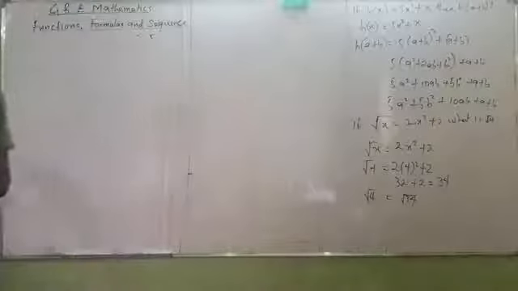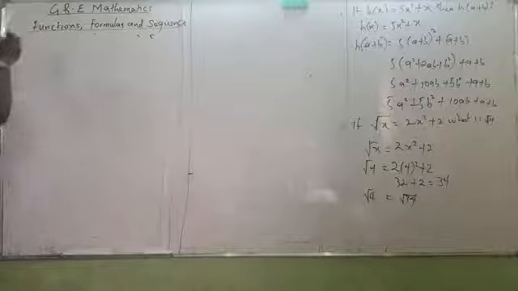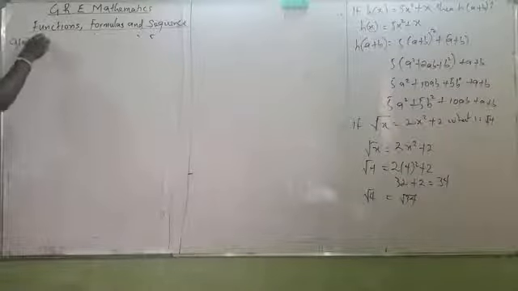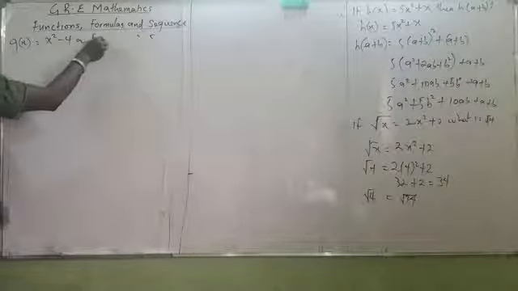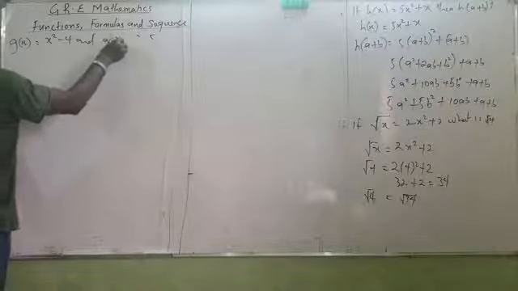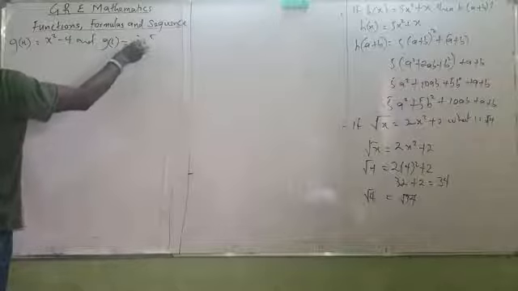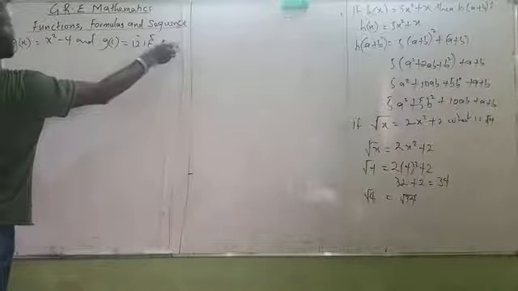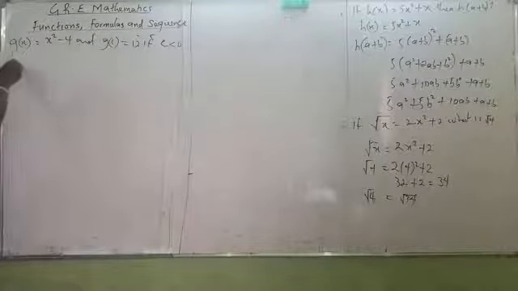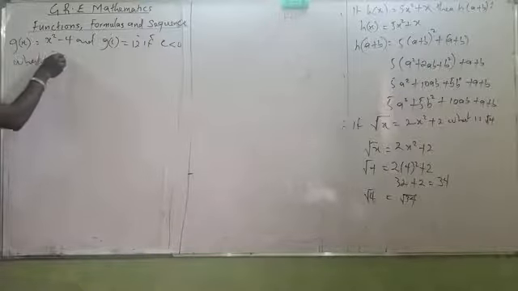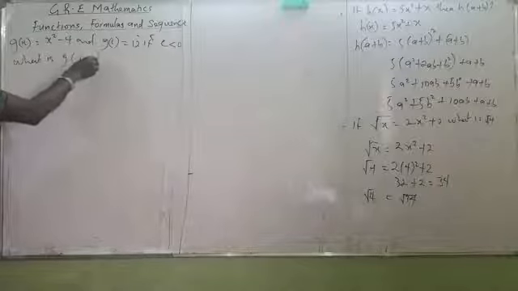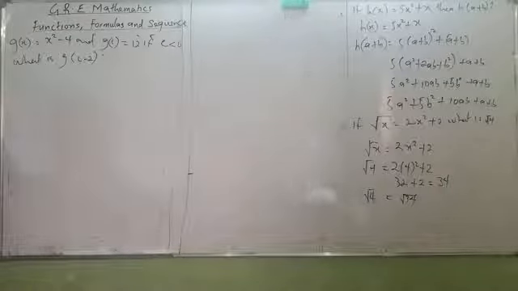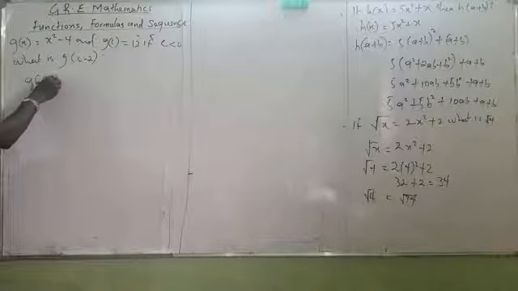Okay, now we have something like this. G of x equals x squared minus 4, and g of c equals 12. If c less than 0, what is g of c minus 2? What is that? Now, what I just need to do here, I know that my g of c equals what?